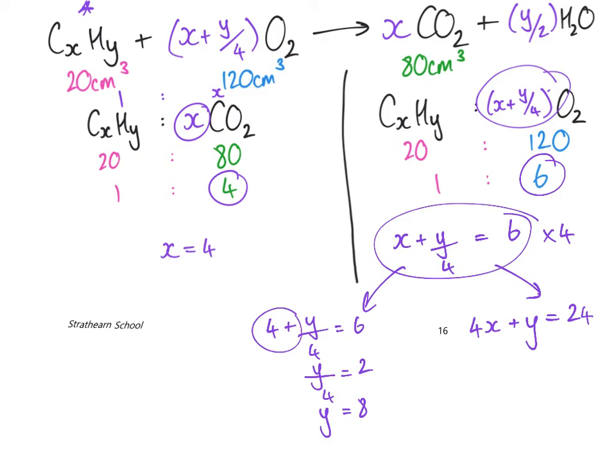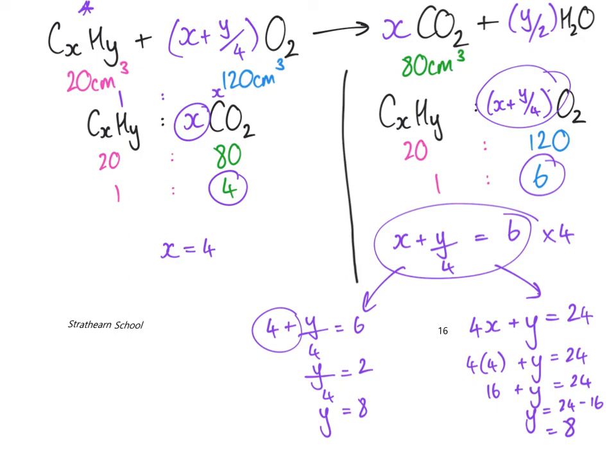Okay, we know that X is equal to 4, so that's going to be 4 times 4 plus Y is equal to 24. That's 16 plus Y is equal to 24. Therefore, Y is 24 minus 16, so Y is equal to 8.